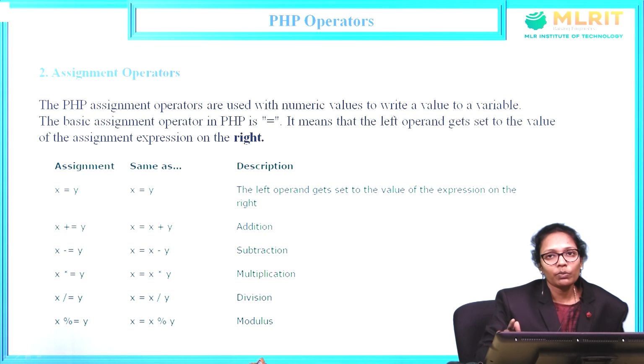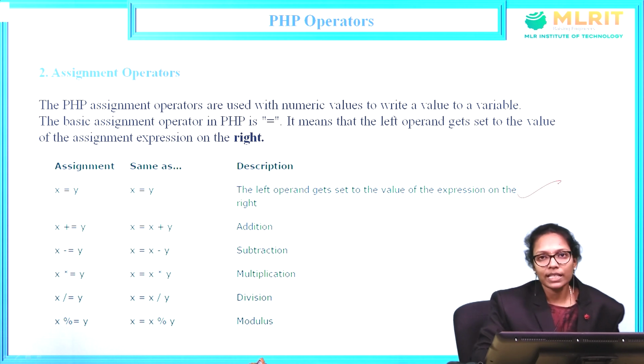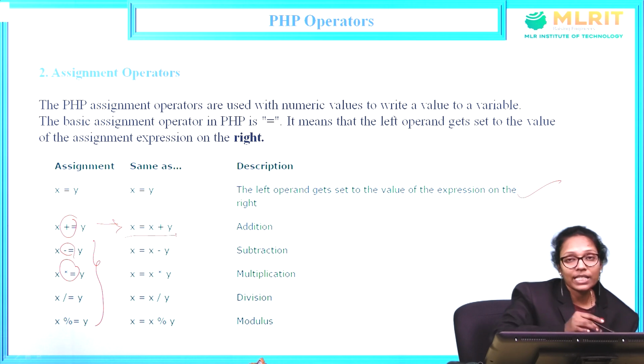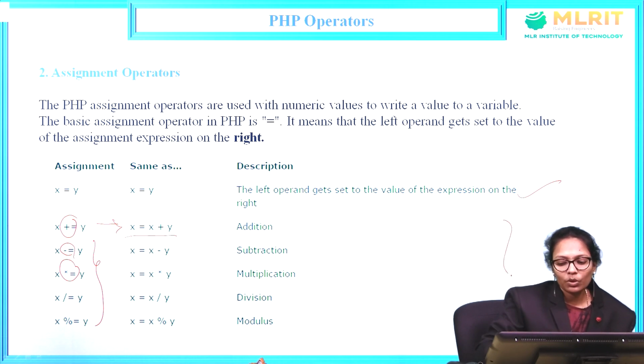Coming to the second one, assignment operators. We know the basic assignment operator is equal to, but along with this, we also have some shorthand assignments. So equal to is the basic assignment operator, and we have plus equal to, minus equal to, star equal to. All these are shorthand assignment operators. So x plus equal to y can be written as x equal to x plus y.